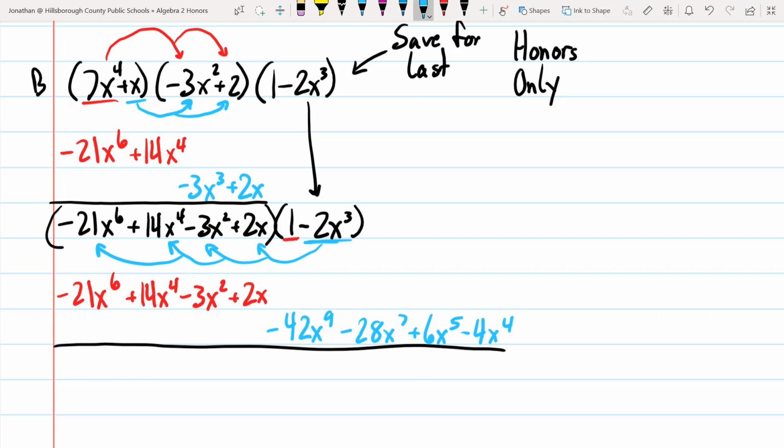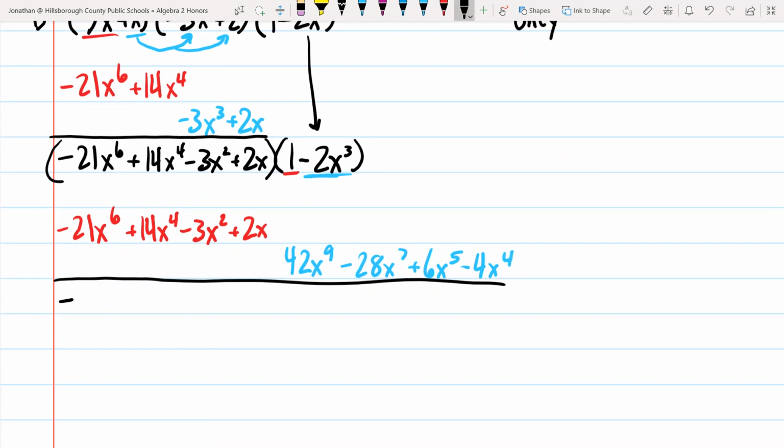Okay? Ooh, that should be positive. So positive 42x to the 9th, x to the 6th and 3rd combined. Negative 28x to the 7th, positive 6x to the 5th, and negative 2x to the 4th. I saved this very step for last. Now we combine our like terms and put in standard form.